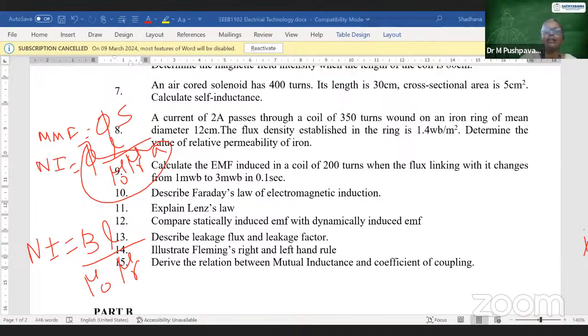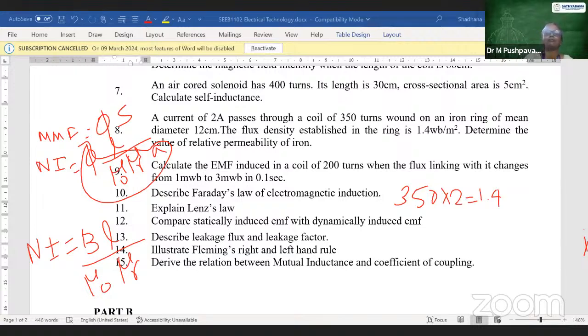In this particular thing, N I, see, I am writing from the basic formula. MMF equal to flux into reluctance, and reluctance is nothing but L by mu naught mu R A. So when I am substituting my values, tell me the value. 350 turns, 350 into current is 2. Flux density is given as 1.54 Weber per meter square.